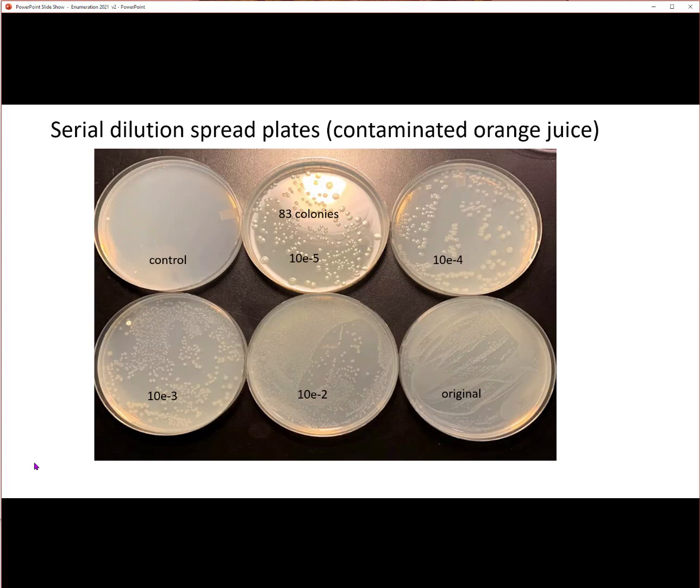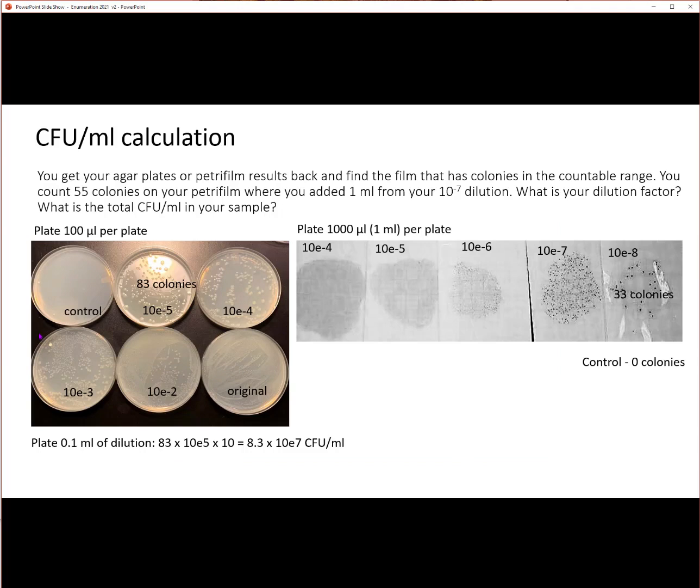You always obviously want to have a control to make sure your diluent is clean and your experiment is going well. So what happens and how you can calculate it is you're counting that one plate that has between 30 and 300 colonies. You count the number of colonies and then you multiply it by the inverse of the dilution factor, considering how much volume you put on your agar plate.